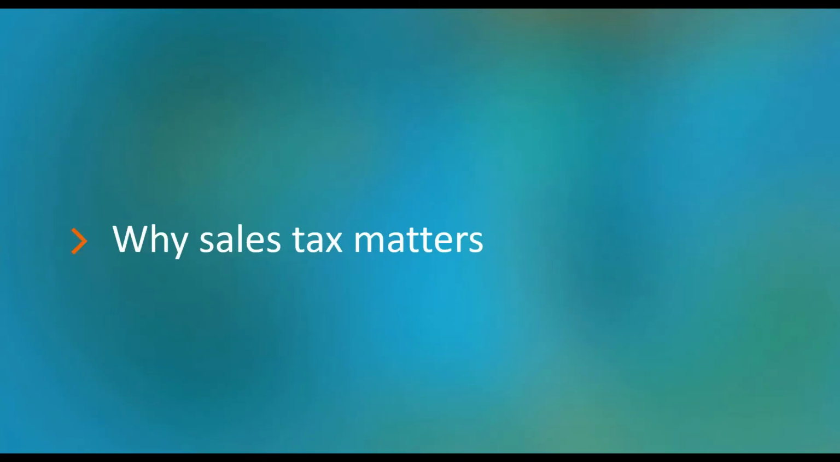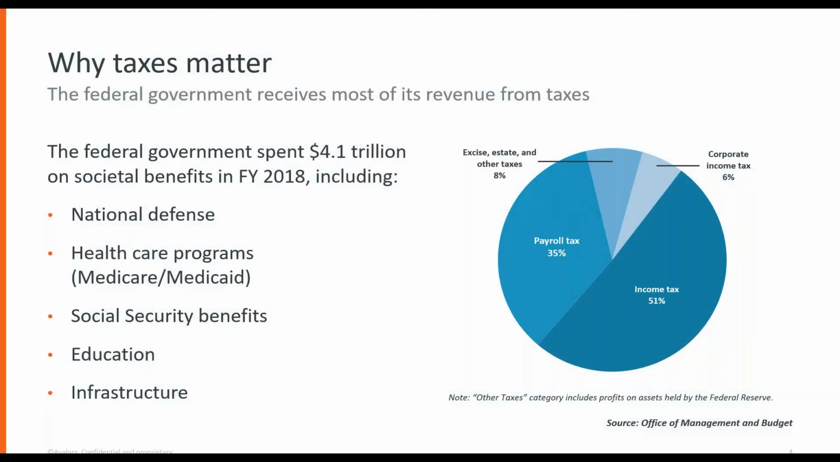Why sales tax matters? Well, let's take a look at why tax matters just in general. When you look at tax, it really comes down to money. That's why it matters. The federal government receives most of its revenue from taxes. And when you look at how that's made up, a majority of that comes from income tax, right? We're all used to paying income tax. But it's also comprised of other things. And you can see there on the bullet points, I'm not going to read them all off, but there are other things that comprise tax to the federal government.